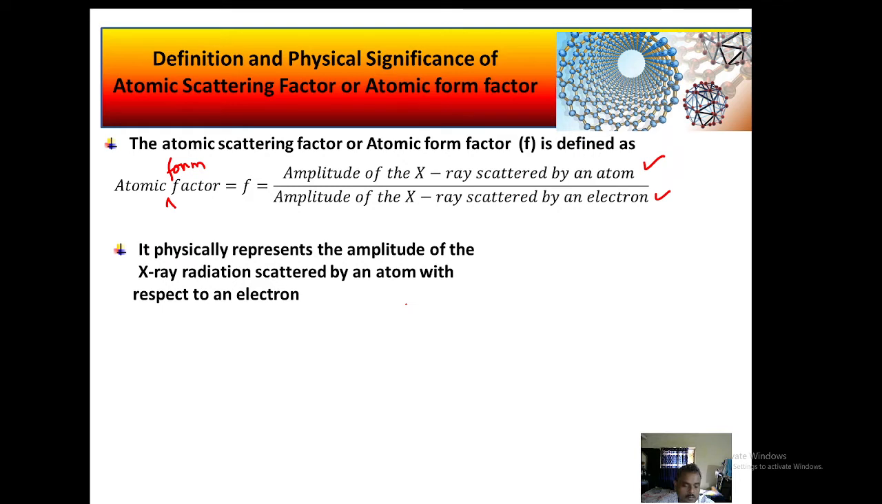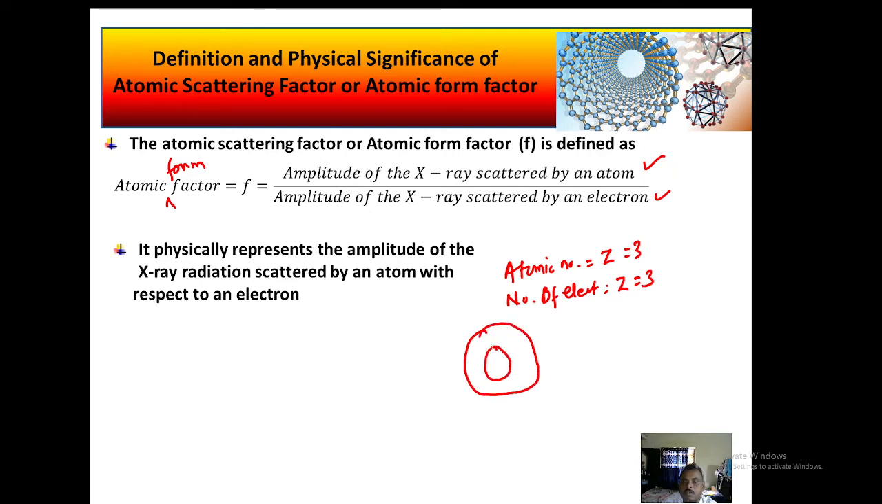Let us go to a deeper understanding of this by taking one example. Let's say one atom has atomic number equal to Z, so the number of electrons will be Z. Let's say this number is 3 here, so the number of electrons is 3. I am representing this in this picture. This is the atom, these are the electrons, and this is one electron here. The X-ray is coming, hitting this, and getting scattered in this direction.